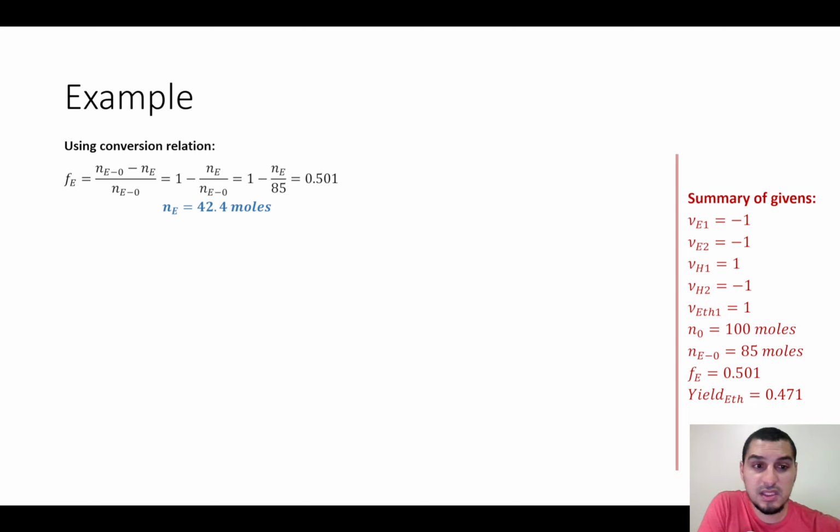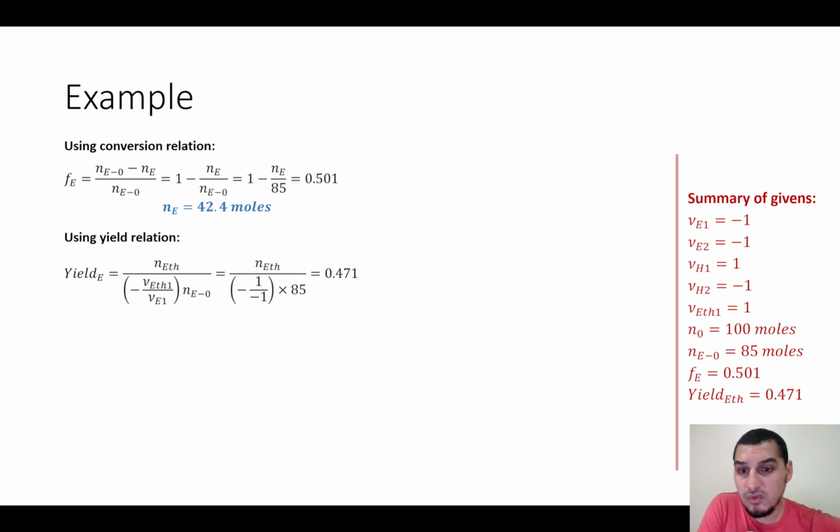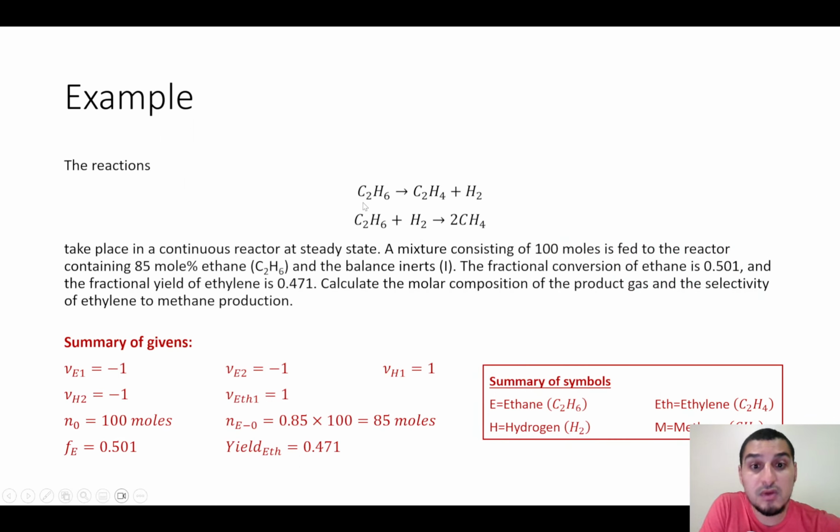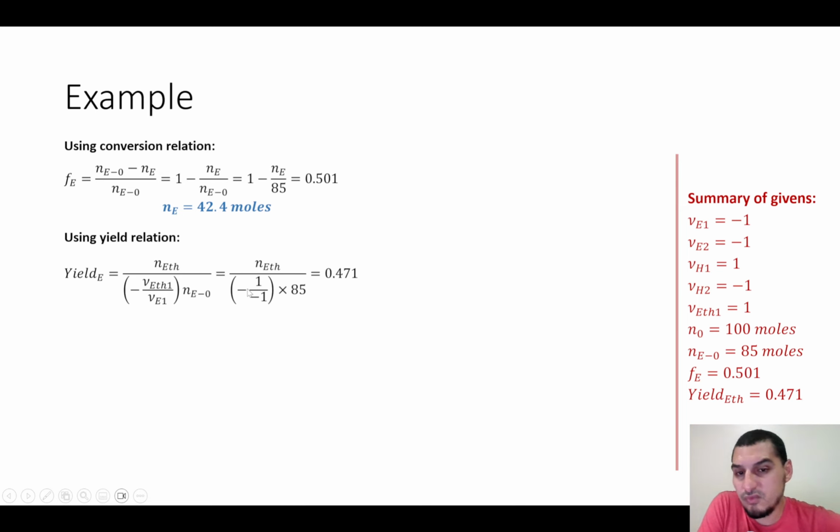And we also can use the yield relation. The yield is the number of moles of ethylene over the theoretical number of moles of ethylene. Again, let's go back to the problem. The theoretical number of moles of ethylene to be produced is the same as the number of moles of ethane in the feed. If this is 85 moles, then this is going to be 85 moles. Again, the formula that I'm using here is the general formula. If you'd like to get it as 85, it's fine. It's not a big deal. So we can calculate from this the number of moles of ethylene that are actually produced.